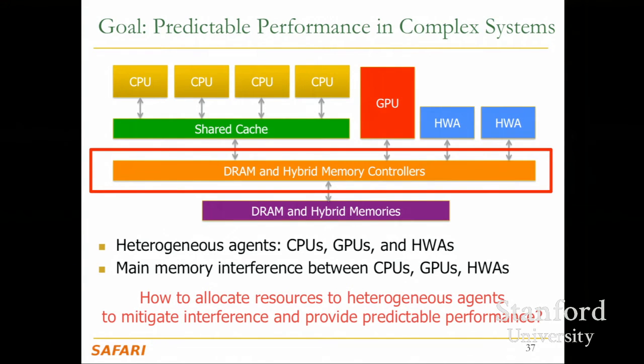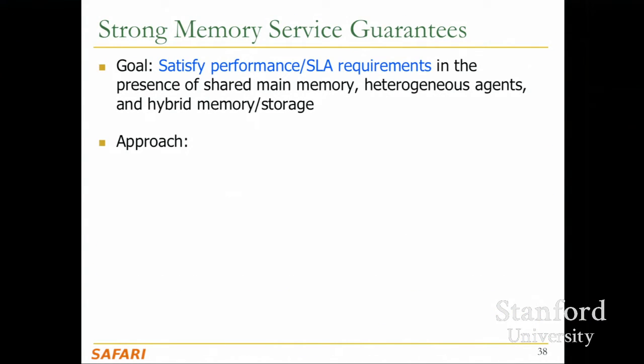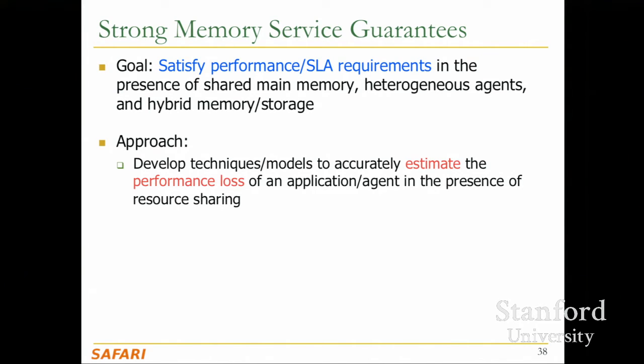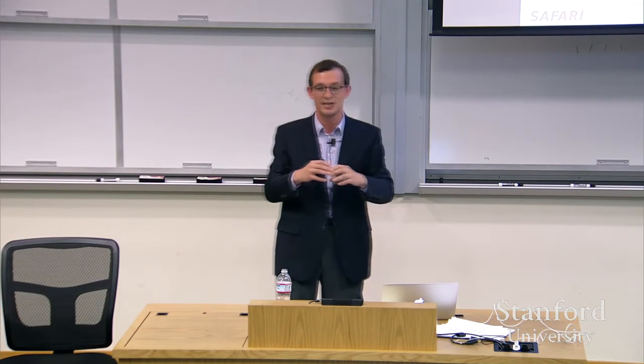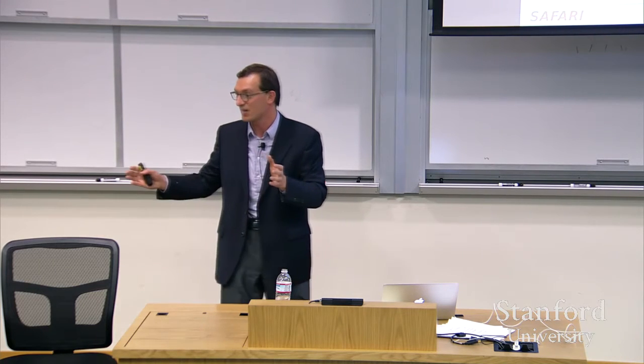So one solution direction, very quickly, this is my last slide on quality of service. I think we've been looking at more best effort approaches, but going forward, strong memory service guarantees are really important. The way we're thinking about the problem currently is, if we can somehow estimate the performance loss or slowdown for an agent when it's running together with other agents, and if you have an online model that can estimate this accurately, you can use this in many ways at the system level. You can expose this to the operating system, for example. The operating system now has a very good idea of, oh, this application is slowing down a lot because it's sharing memory resources with the other application.